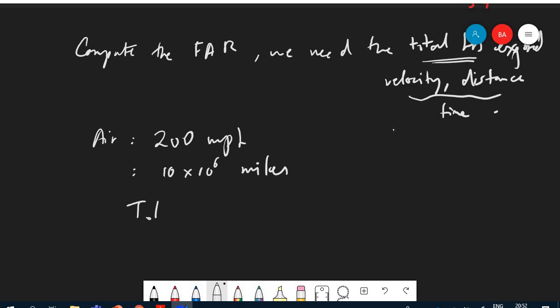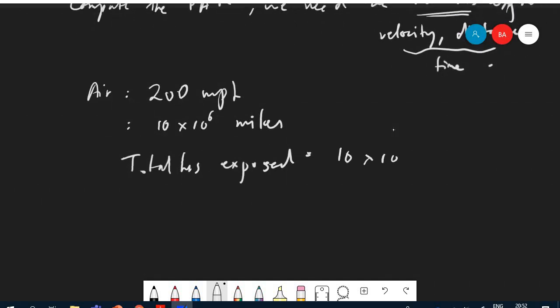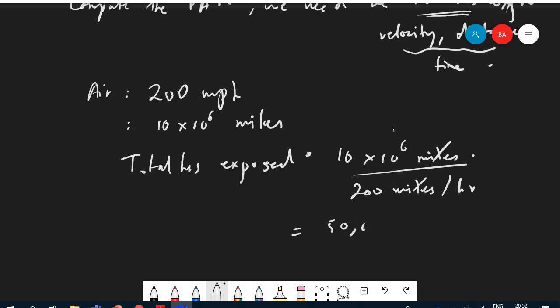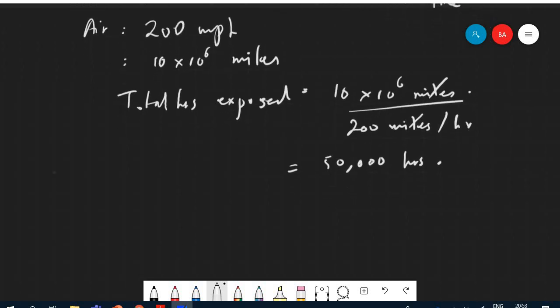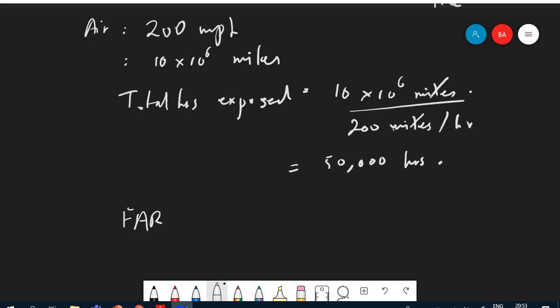So the total hours exposed is equal to 10 into 10 to the power 6 miles, divided by 200 miles per hour, and of course miles will cancel out, and that will be equal to 50,000 hours. Okay, so here we have calculated the total number of hours, and now based on that we can calculate the FAR.